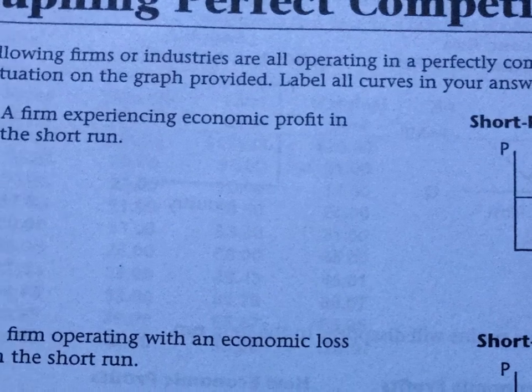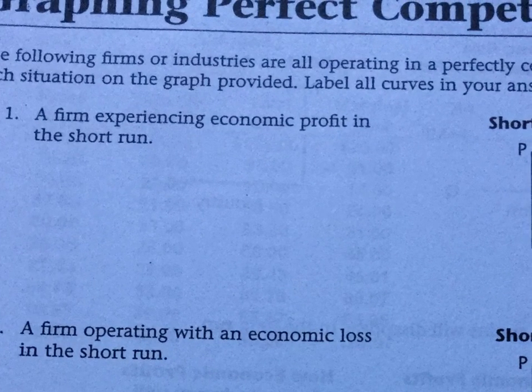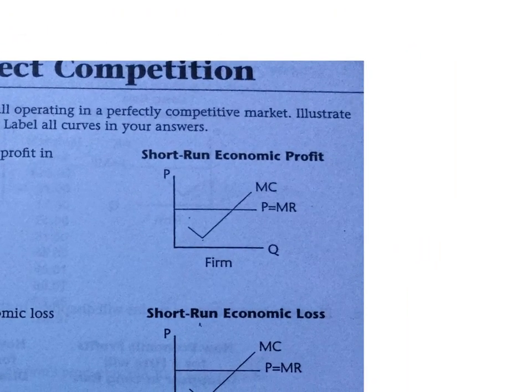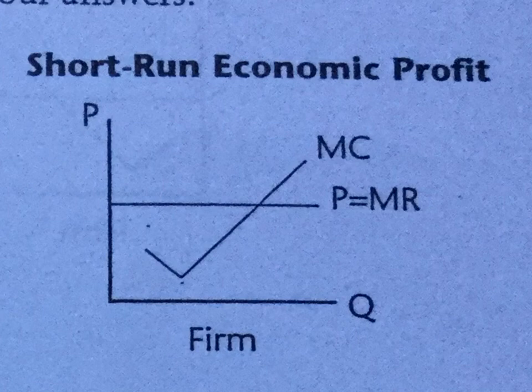So again, your situation is a firm experiencing economic profit in the short run. We know that in order for this firm to be showing economic profit, they have to have the price curve above the average total cost. Anytime price is above average total cost, you're going to be operating in a profit situation. So what you're going to have to do is draw your average total cost curve below your price curve. So this is my average total cost.